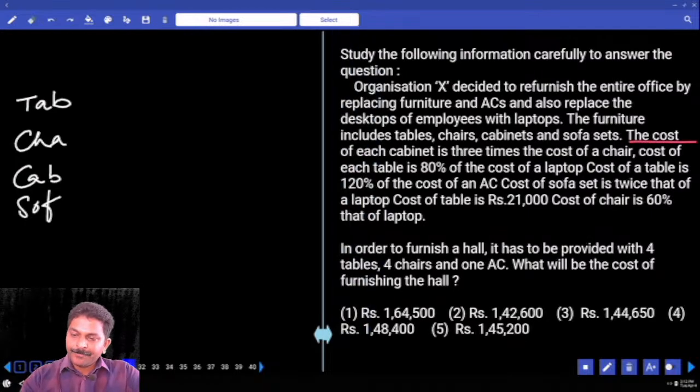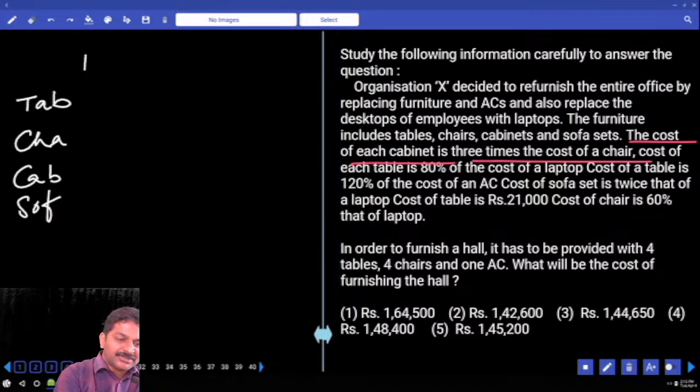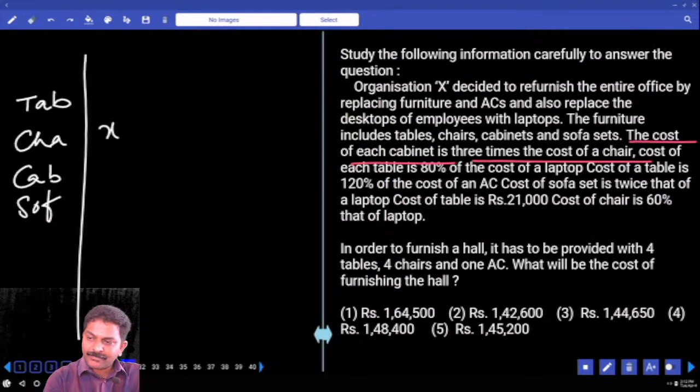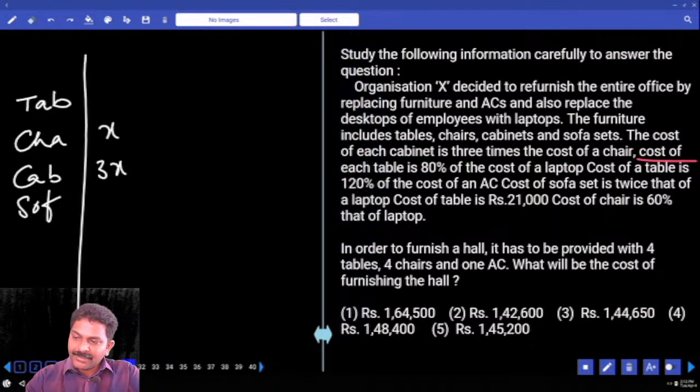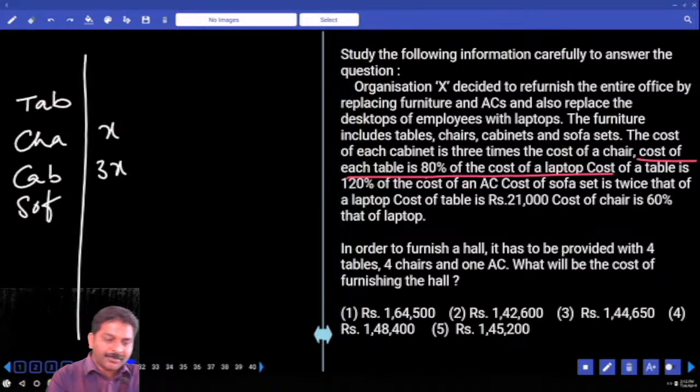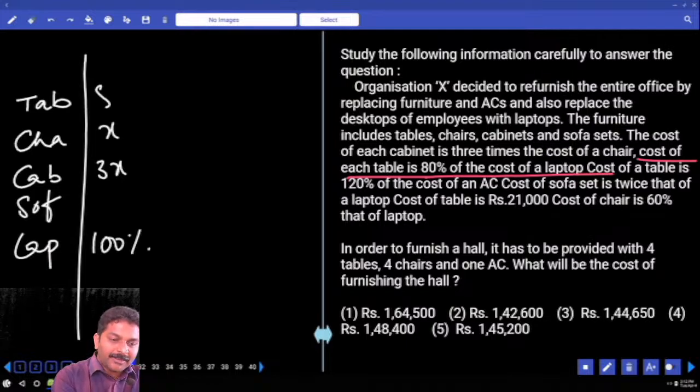Next, the cost of each cabinet is 3 times the cost of the chair. So the cost of the chair is x. Cost of the cabinet is 3 times of it, which is 3x. Next, the cost of each table is 80% of the cost of the laptop. So we don't know what the laptop cost is. So if it is 100%, be careful, table becomes 80%.